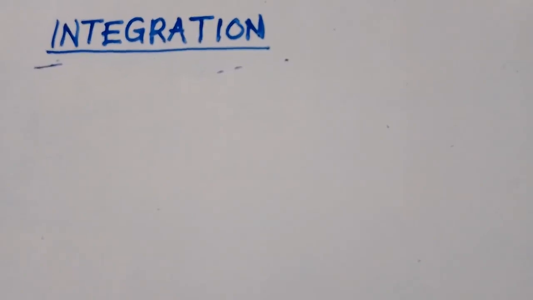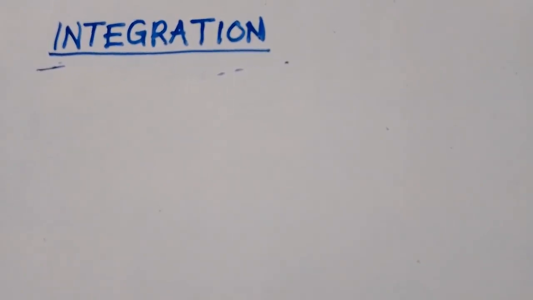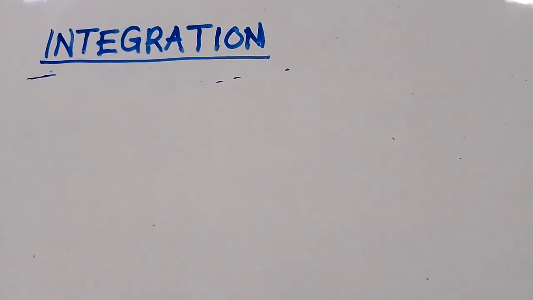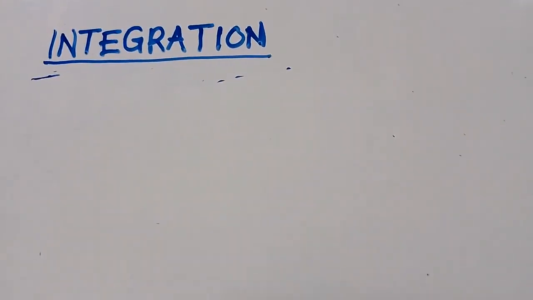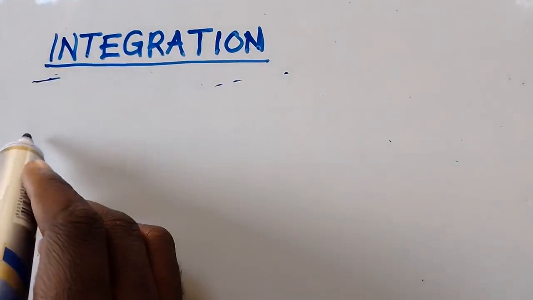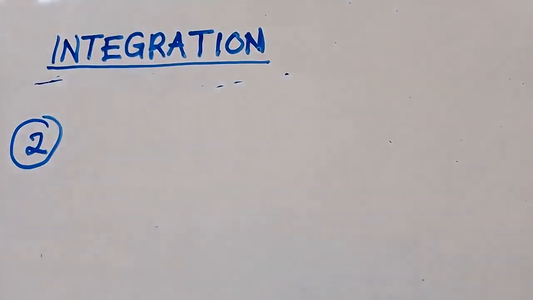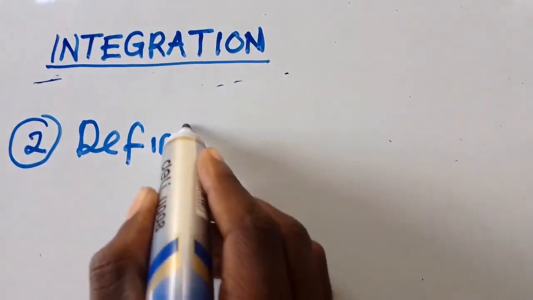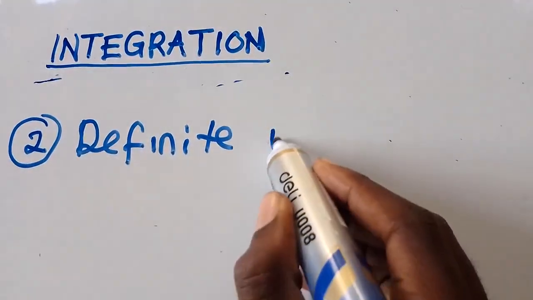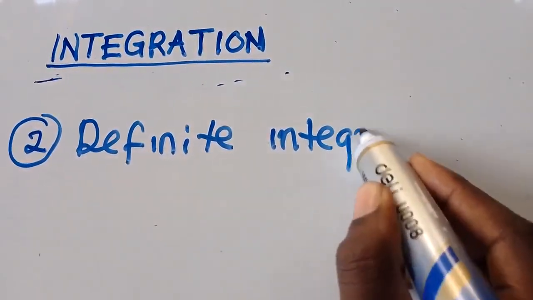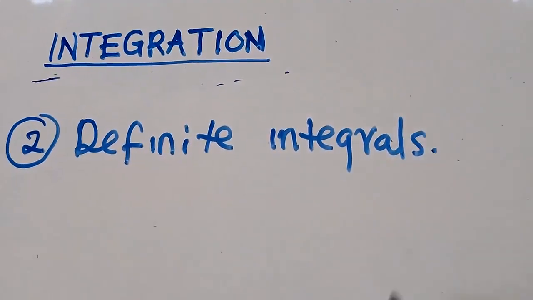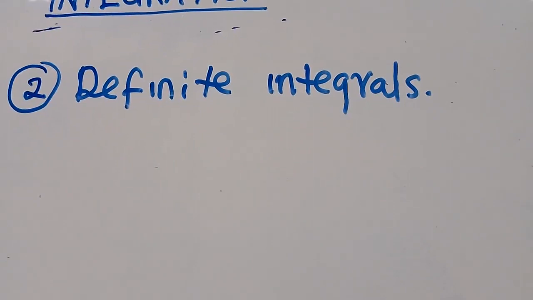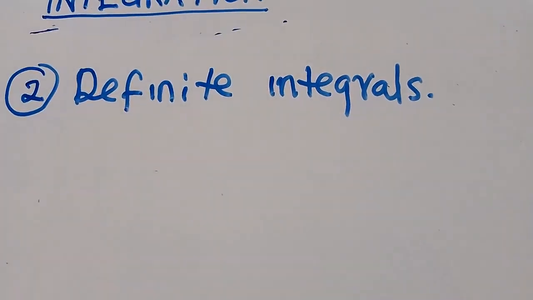So the next part that we are going to do is actually also very simple. So that was the first part. The second part, like I've told you, these are in two. The second part are called definite integrals. Have you seen definite what? Integrals. This is what I want you to understand. They are called definite integrals.